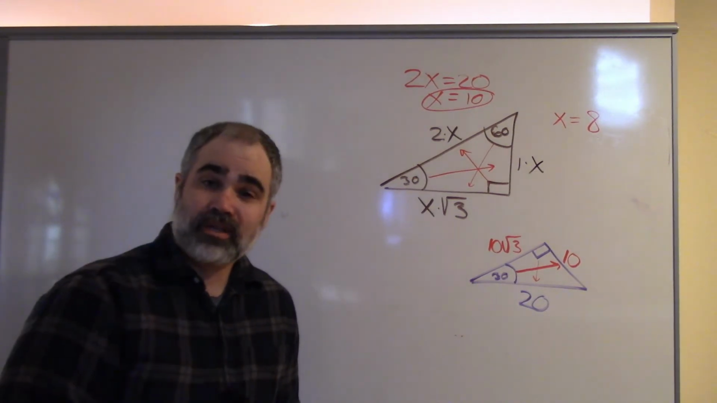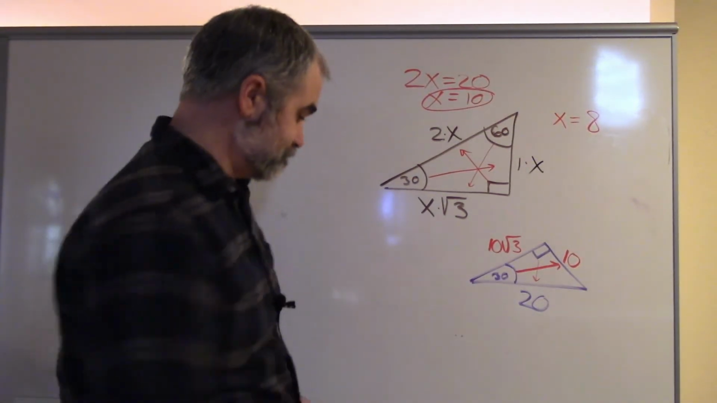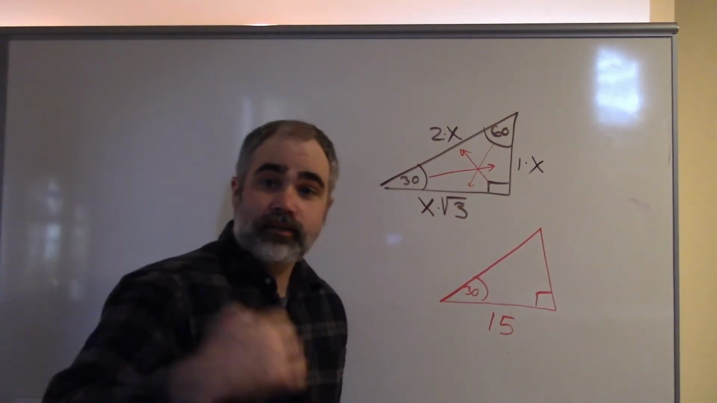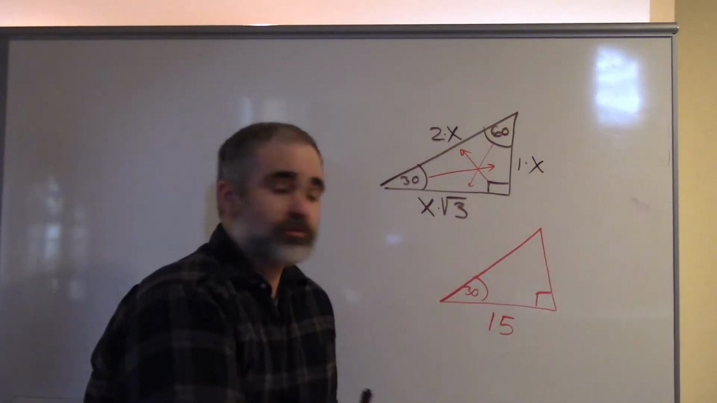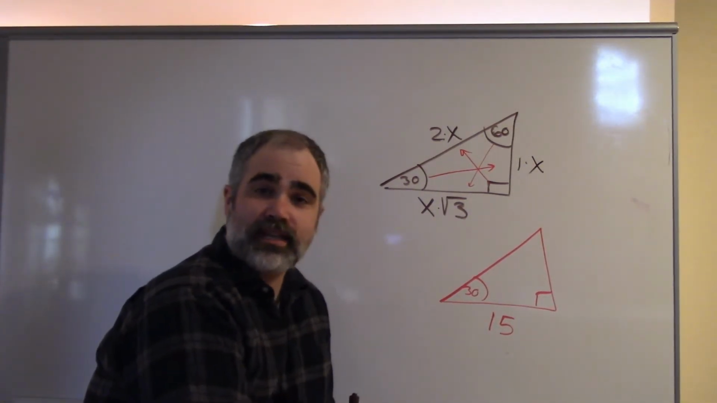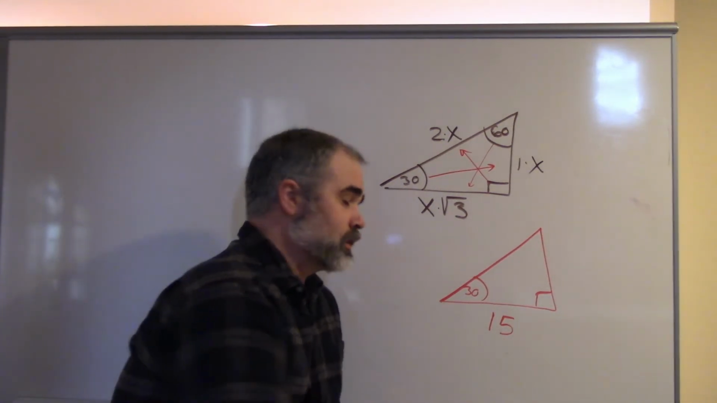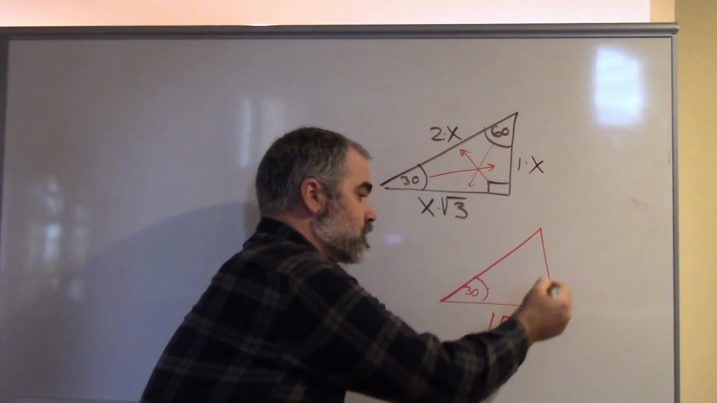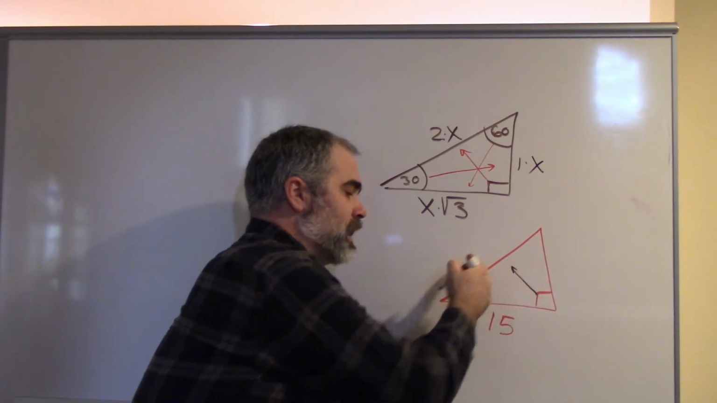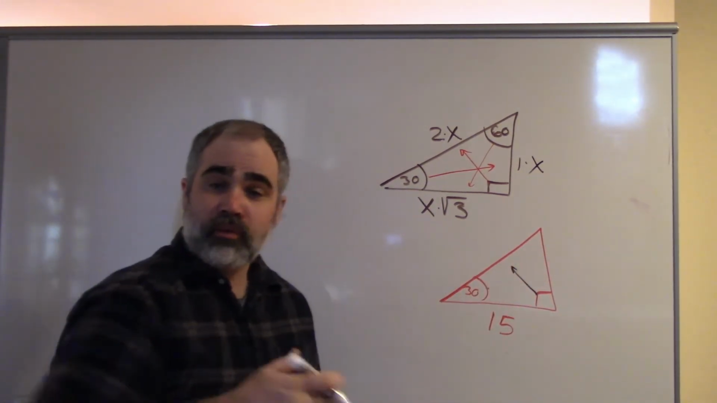But what if they gave you the middle side? That's the question mark, right? Let's try that. All right, you're supposed to find the other two missing sides here. You're given 15, and that's the middle side. And we know that because we can draw from the 30 and find the short side, and here's the hypotenuse. So this is the tricky one, but we can do the same strategy.